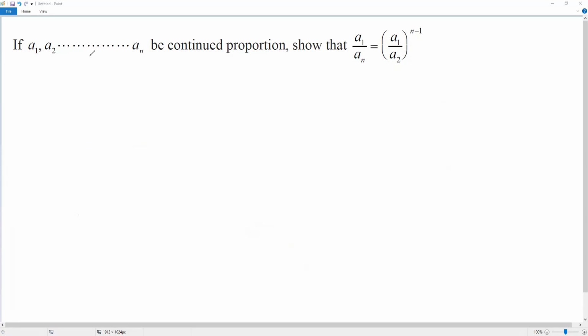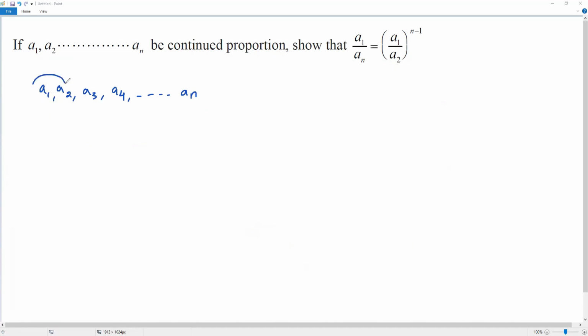If a1, a2, up to an are in continued proportion, then a1 divided by an equals (a1 divided by a2) raised to the power of n minus 1. Okay, so let's consider the terms over here. That is a1, then we have a2, the next term has to be a3, the next term a4, and it keeps going up to an. And the question says these terms are all in continued proportion.